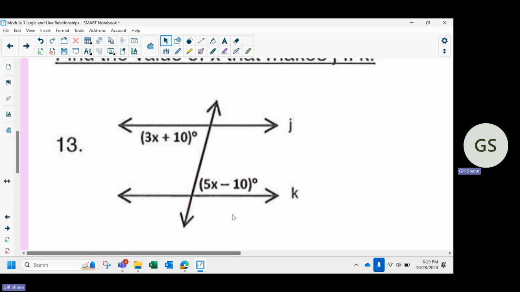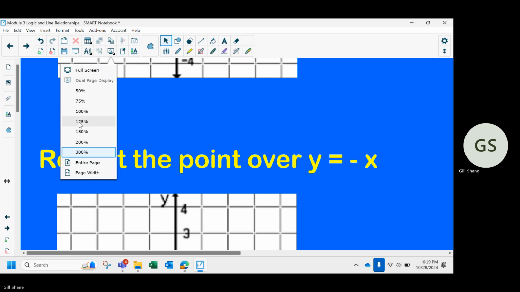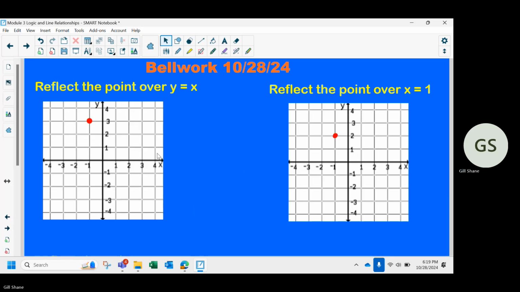So the first thing I want you to do is I'm doing exactly what we did in class. Well, actually, that's not where we started though. I want you to do this bell work. So try to reflect over y equals x. Try to reflect over x equals 1. Pause it and do both of those now. So you should be back. Hopefully you were able to do those.